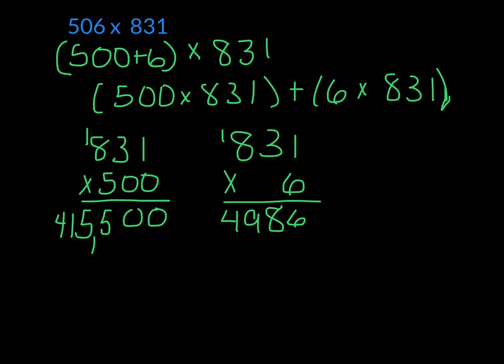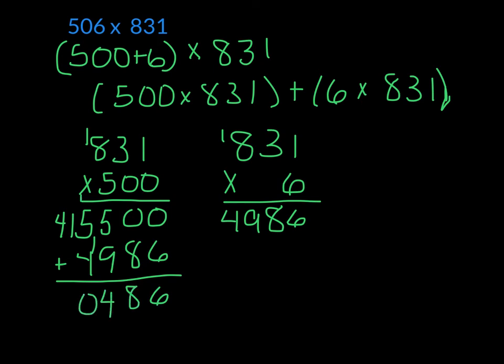So I'm going to just line those up right here. 4, 9, 8, 6, and add them together. 6, 8, 14, 10, 2, 4. So my final answer is 420,486. Now you're ready for today's lesson.